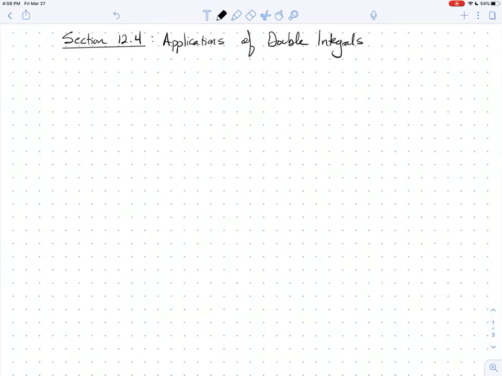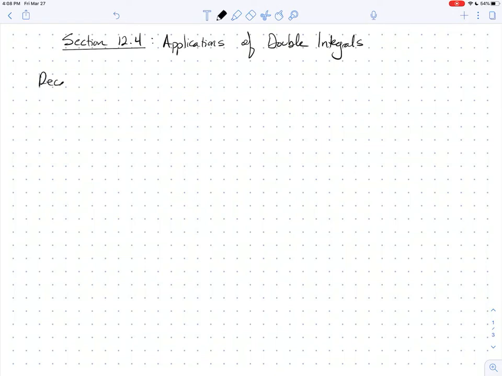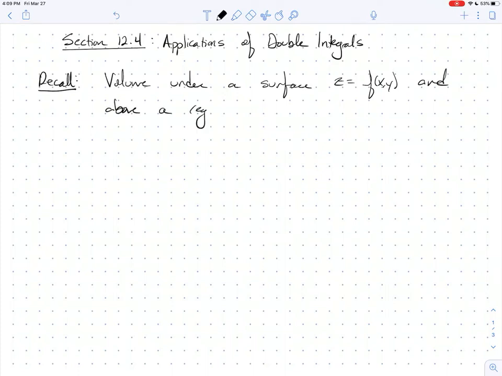So I wanted to start off with something we've already discussed. Recall, we've seen that the volume under a surface given by z equals f of x y and above a region R in the xy plane is V equals the double integral over R of the top function f of x y dA.